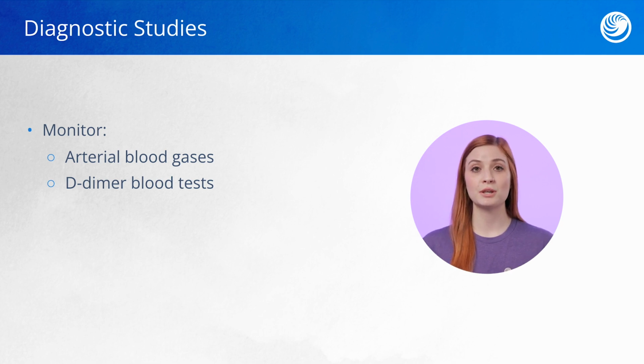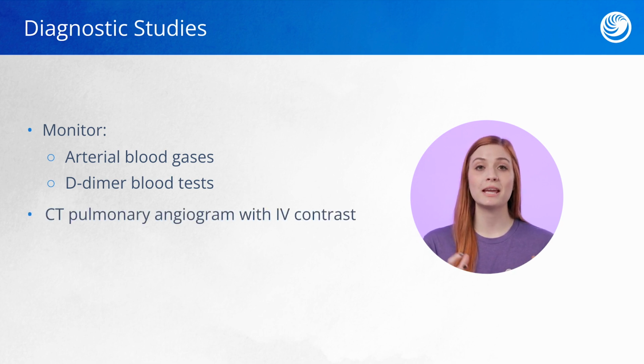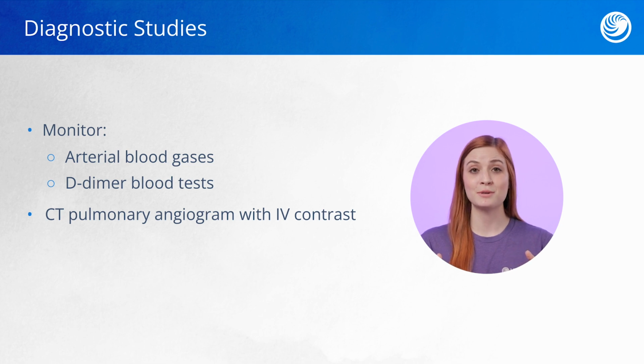In terms of imaging, we need to do a CT pulmonary angiogram with IV contrast. This imaging, especially with the contrast, is going to help the healthcare provider visualize the blockage and see the extent of the damage it's causing.